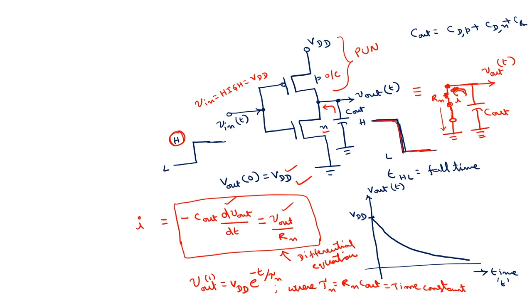Now the fall time is normally defined between 90% of VDD and 10% of VDD. If I call this voltage V1, V1 is 0.9 times VDD, means 90% of VDD, and if I call this V2, V2 is 10% of VDD, 0.1 VDD. The time between these, from Tx to Ty, is defined as the fall time.